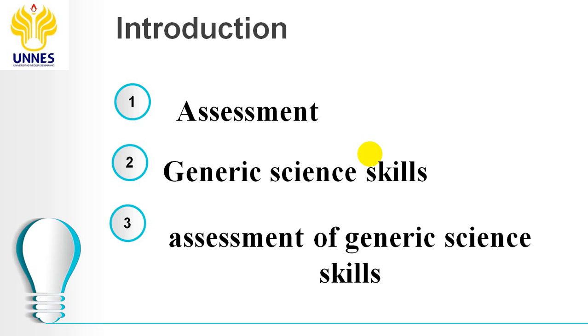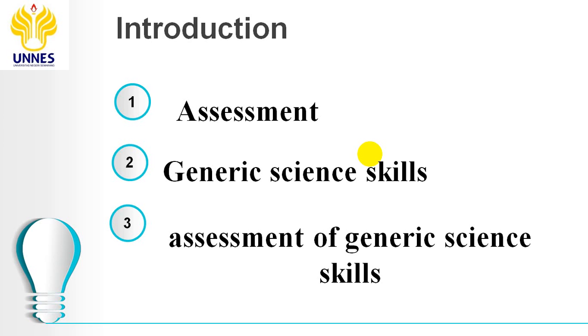Generic skills are basic skills contained in students and need to be developed by teachers. Generic science skills are skills that train students how to think and solve problems in chemistry that are adapted to the development of students. Scientific skills are skills used to learn various concepts and solve problems in science.